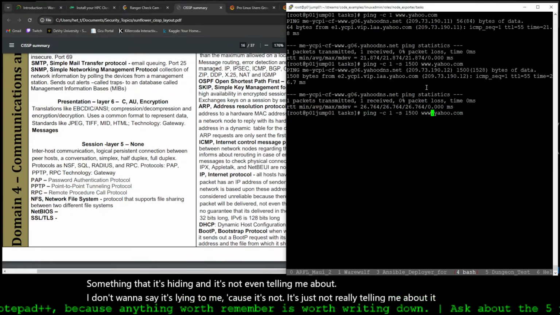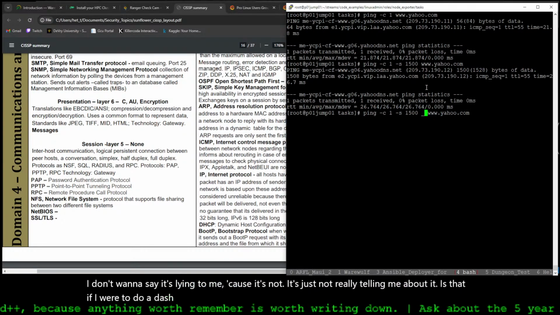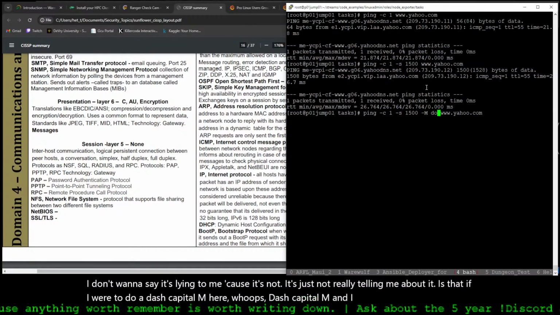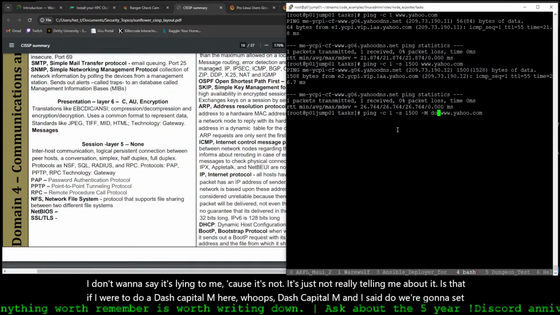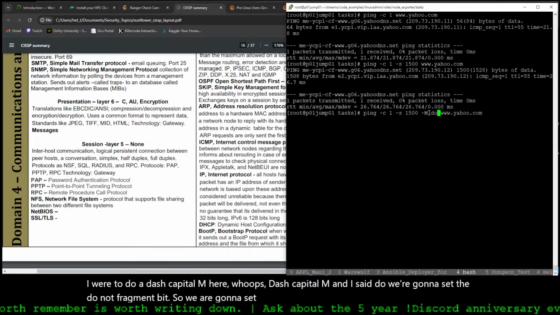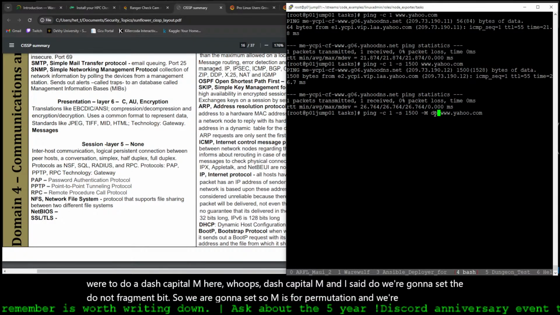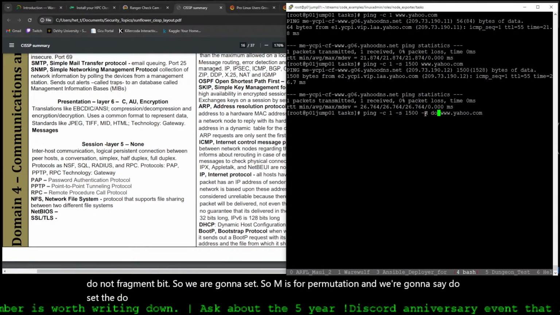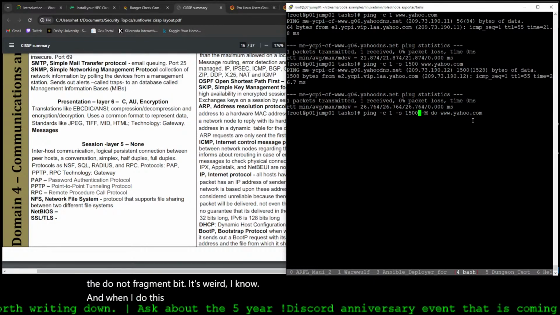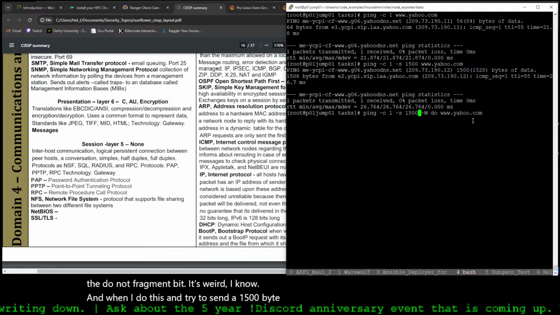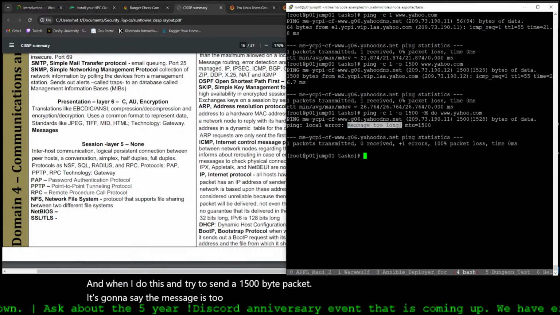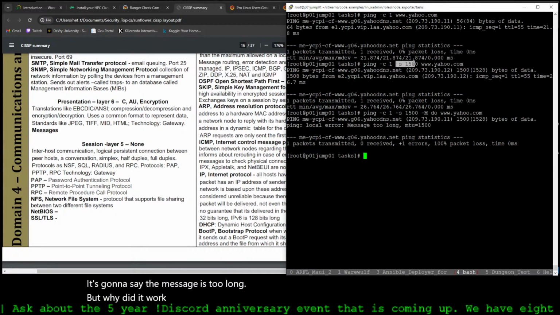If I were to do a -M here, and I said do, we are going to set the do not fragment bit. So -M is for path MTU discovery, and we're saying do set the do not fragment bit. It's weird, I know. And when I do this and try to send a 1500 byte packet, it's going to say the message is too long. But why did it work earlier when the message was also too long?